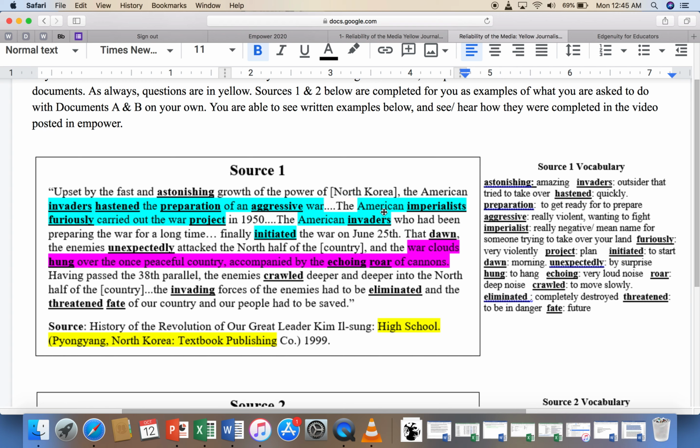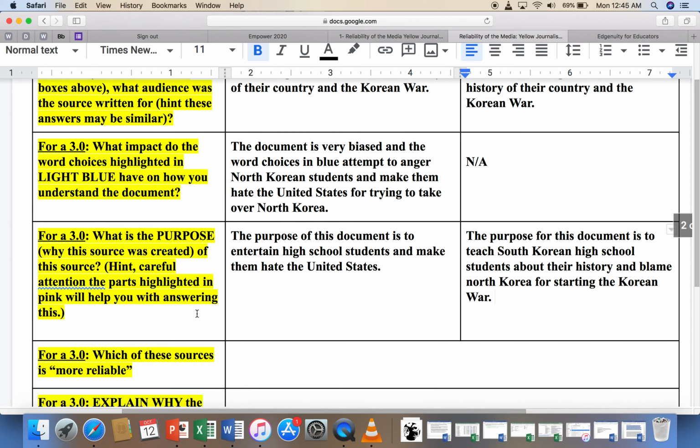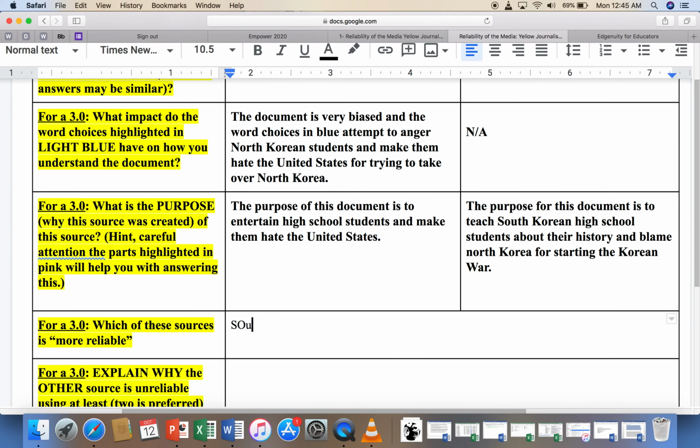Rather than saying, America invaded and did this, this, and this, they focus so heavily on painting us as the bad guy and being entertaining as opposed to telling us what actually happened. So in my mind, it's this, right? Source 2 is more reliable than source 1. I don't really have to say anything more here because it's just asking which source is more reliable.